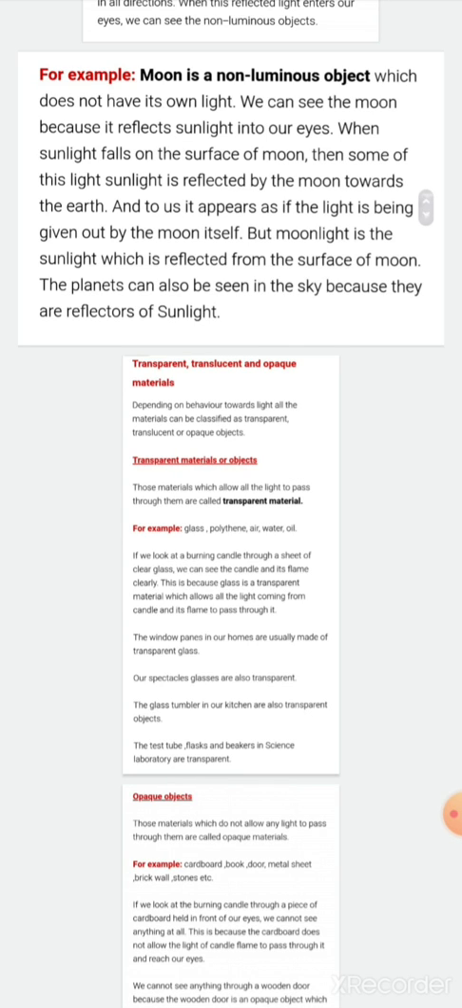When the sunlight falls on the surface of the moon, some of the light is reflected by the moon towards the earth. So to us, it appears as if the light is being given out by the moon itself. But it is the sunlight which is reflected from the surface of the moon. Okay.